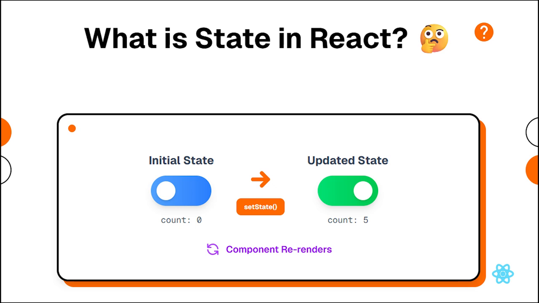You ever stop and wonder how an app just remembers stuff? Like what's in your shopping cart or what song is playing? Well, that's all thanks to state. It's basically a component's memory.